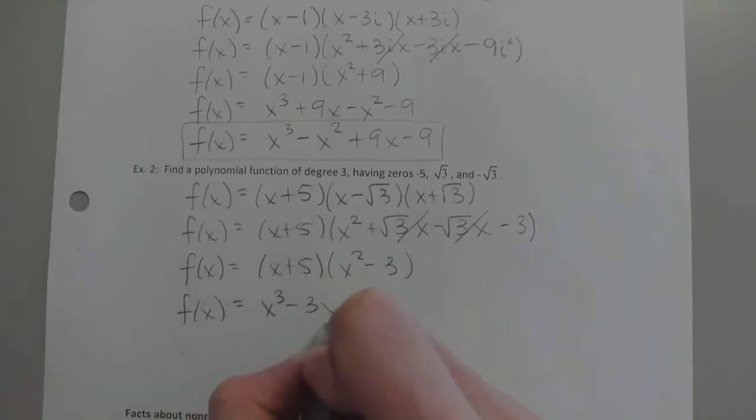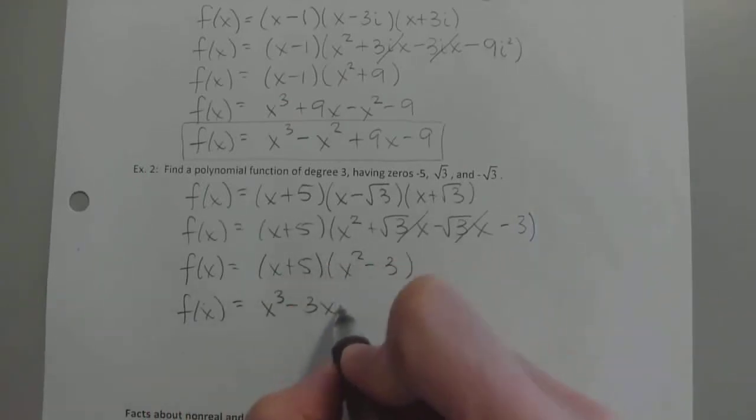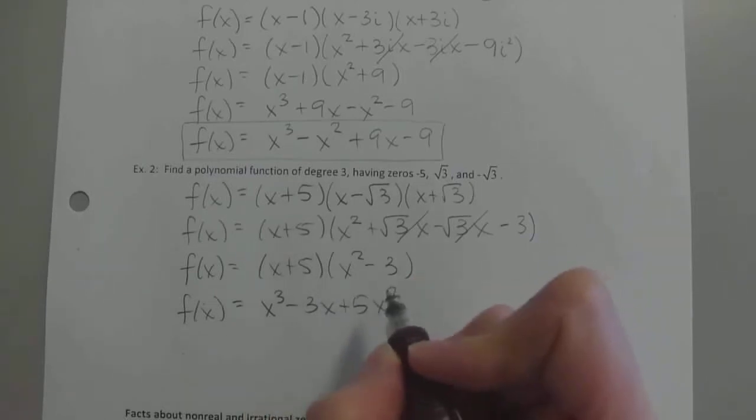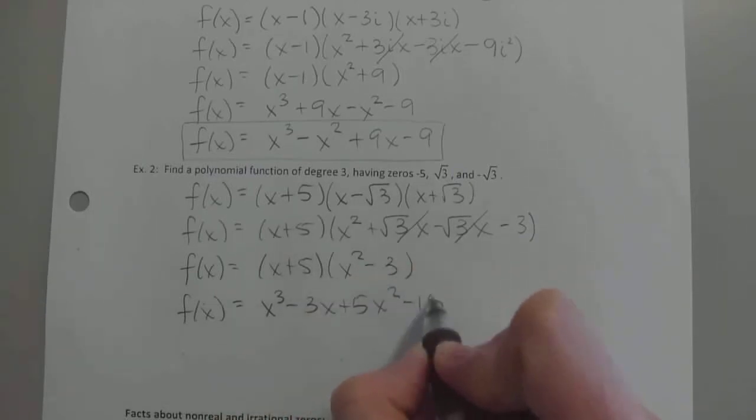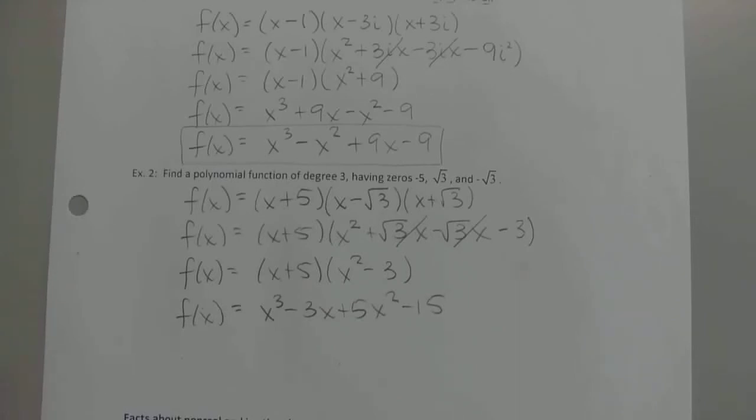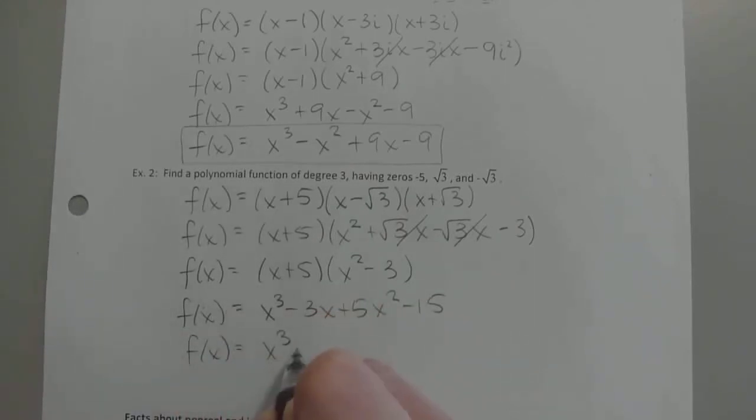So we have x times x squared is x cubed. X times negative 3 is a negative 3x. 5 times x squared is a positive 5x squared. And 5 times negative 3 is negative 15. All right? And some of you might get comfortable enough that when you do that, you can even multiply where the order will happen naturally, okay? But I like to write it in descending order.